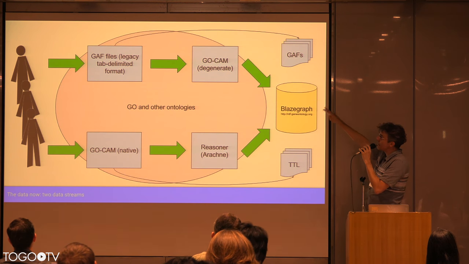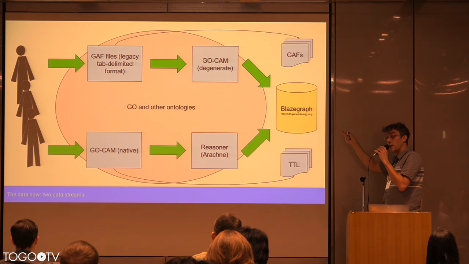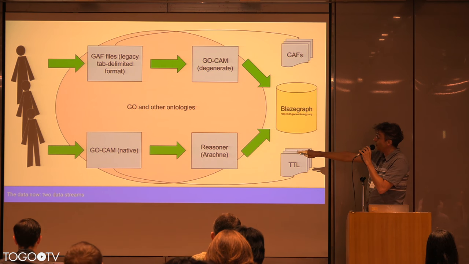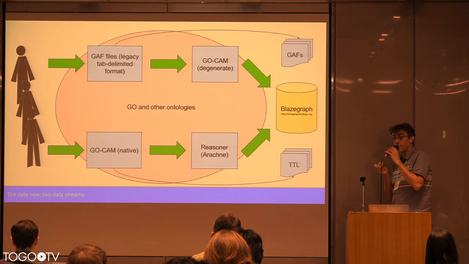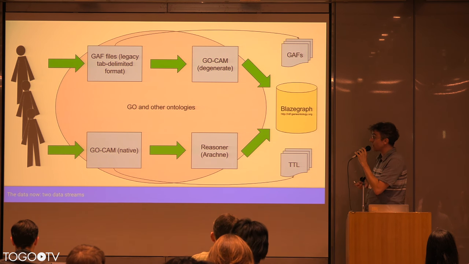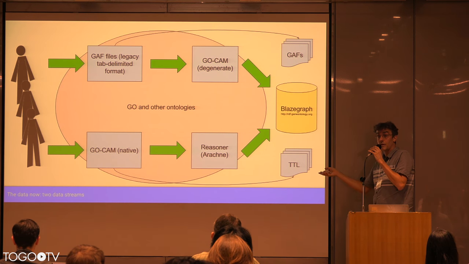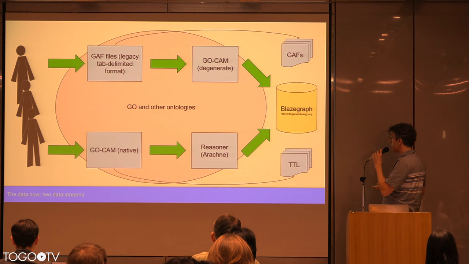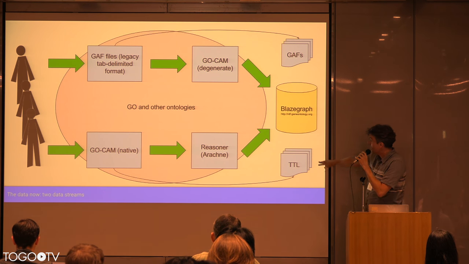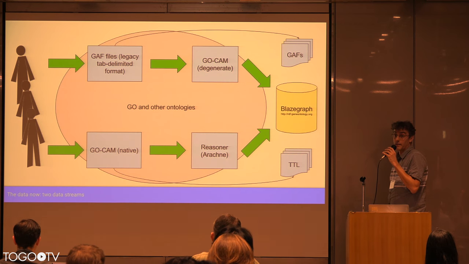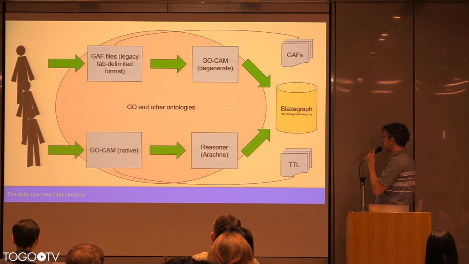So this is kind of a sky-high view of what our pipeline looks like. We still have the legacy stuff coming through the top being converted into the new model. And down below, we have the native GO-CAM models being produced within Noctua, going through the Arachne reasoner produced by Jim Balhoff at RENCI. And this is all being assembled into our Blazegraph endpoint. So we still have the legacy, the raw, and everything piled together for consumption by the rest of the world.